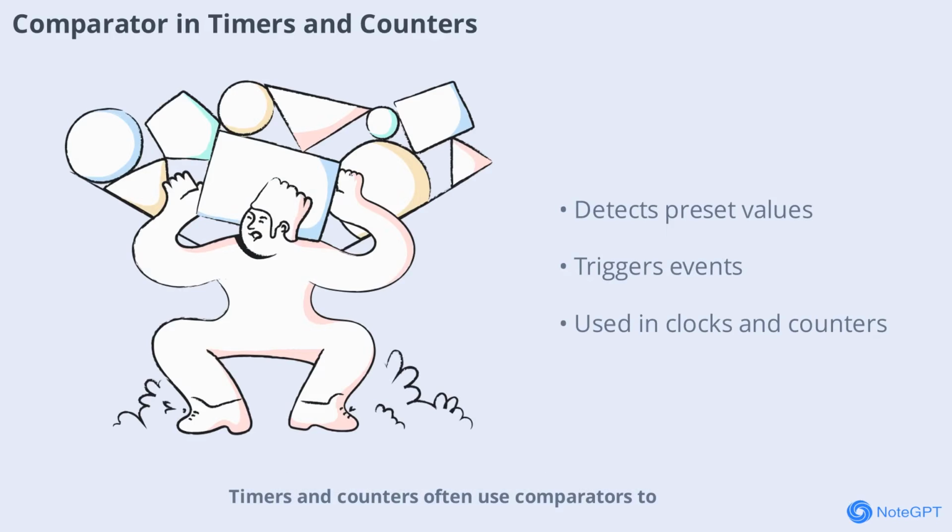Timers and counters often use comparators to determine when a preset value has been reached. When the comparator detects a match, it can trigger an event, such as stopping a timer or incrementing a counter. This functionality is widely used in digital clocks, event counters, and automation systems.